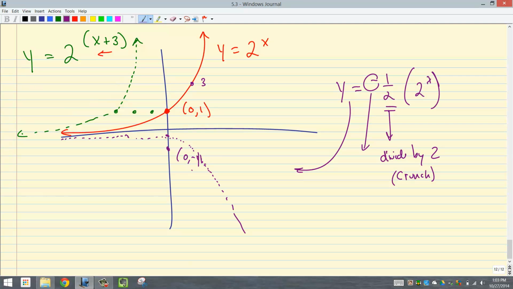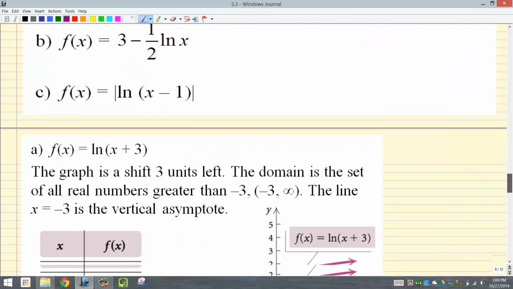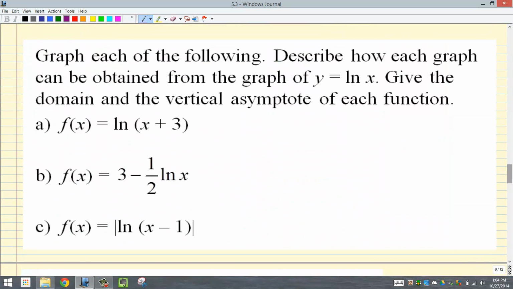We can shift things up, we can shift them down. We can shift them to the left, we can shift them to the right, we can stretch them out by multiplying, or we can crunch them down by dividing. So those are the different shifts we can do. So let's use the same information and apply it here. Let's do this first one.